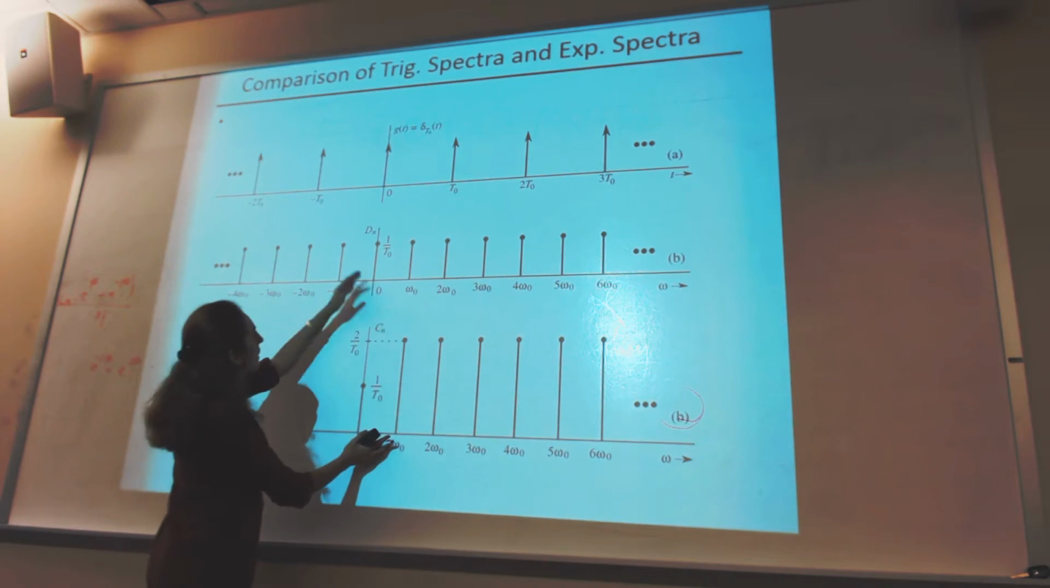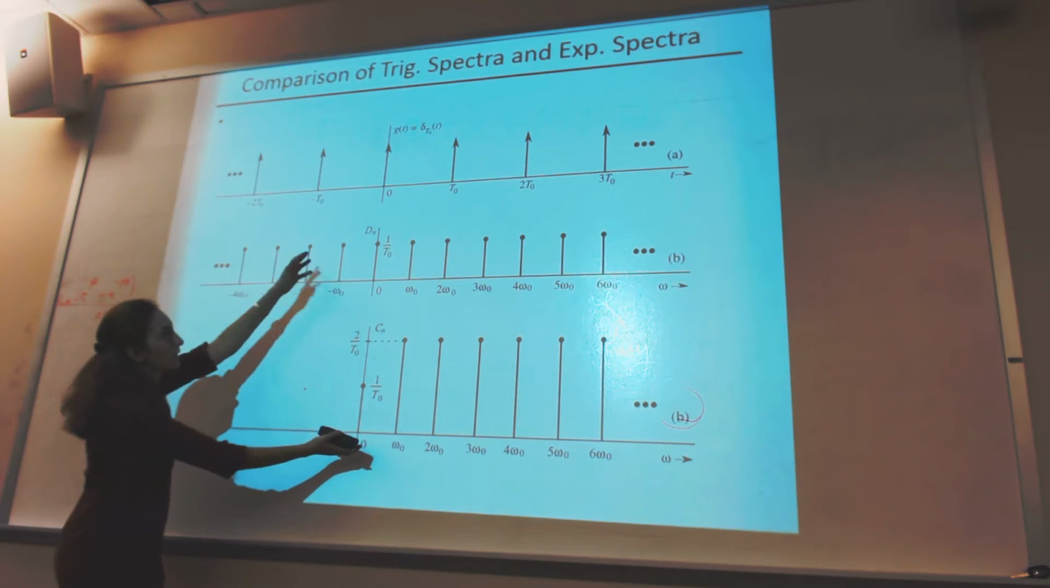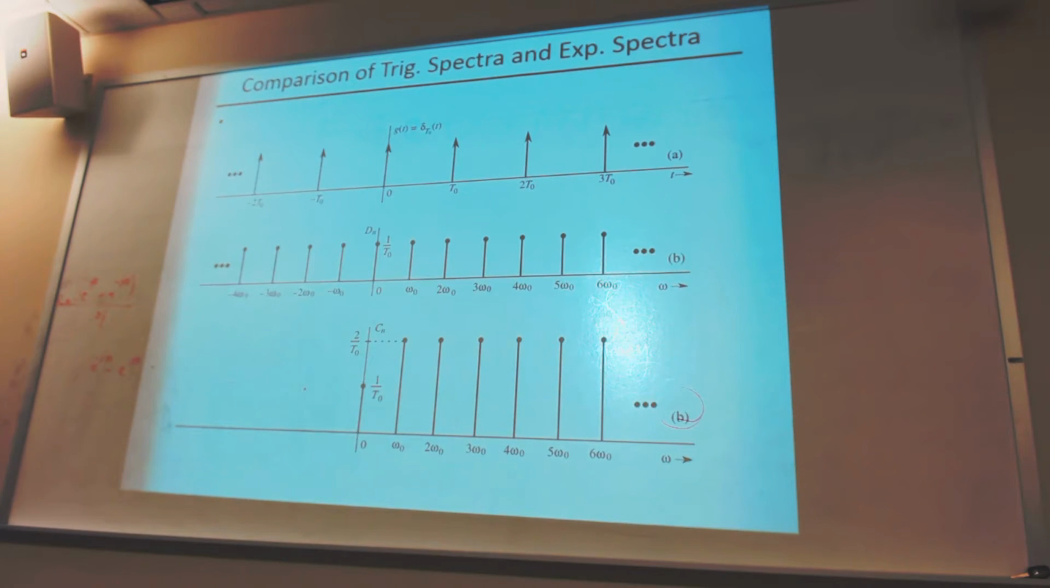Can anybody give me why we have here twice? Just intuitively, I mean, comparing this to the graph, why is this twice that? In general, why is Cn twice Dn? Any more explanation?